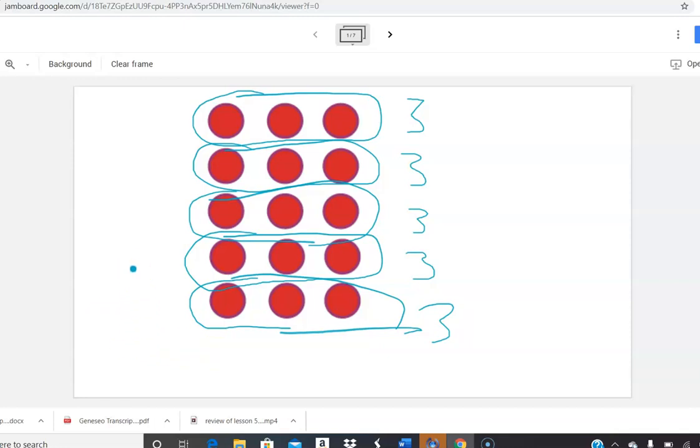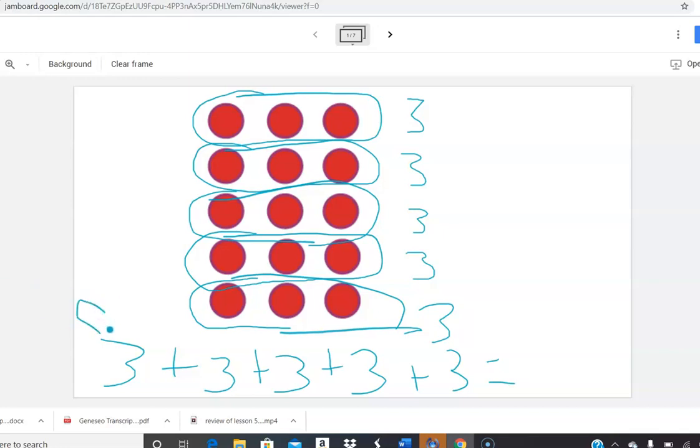So our repeated addition sentence could look like this. 3 plus 3 plus 3 plus 3 plus 3. We have 1, 2, 3, 4, 5. And then we can do our doubles. 3 plus 3 is 6.